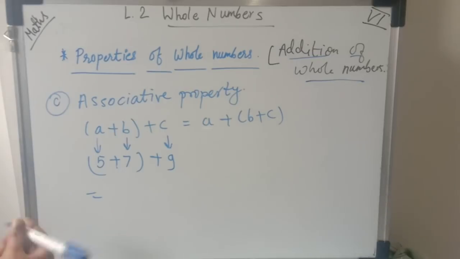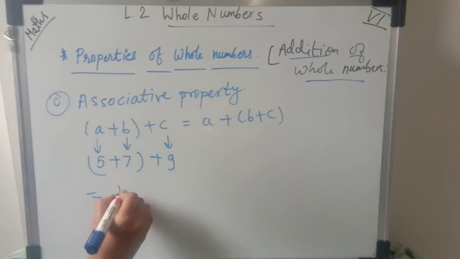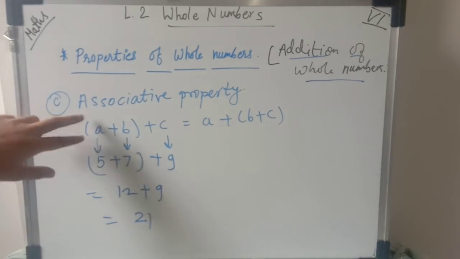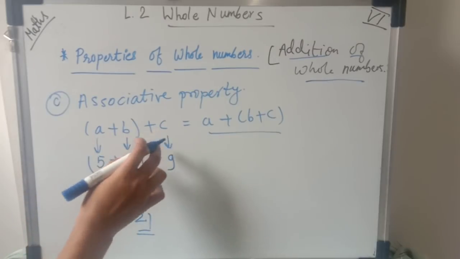First, whatever the whole numbers are there in the bracket, I will do the addition of those numbers. So 5 plus 7 is equal to 12 and then add 9 and I will get 21. So in this order I got the answer 21. Let's see in another order whether we'll get 21 or not. So this is the other order where we have changed their places.